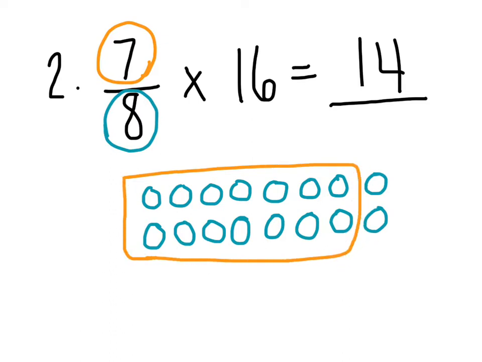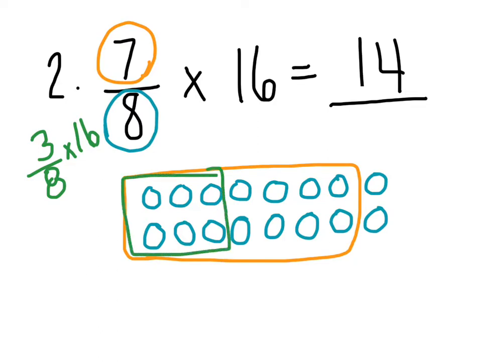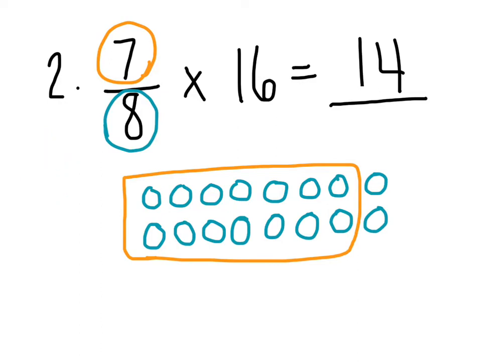If this was 3/8, what would the answer be? Let me just show you the difference. What if it was 3/8 of 16? Everything's the same, except now we're only circling 3 groups, and our answer would be 2, 4, 6, right? That would be 6 instead of 14. And that's if it was 3/8. We have 7/8, so our answer is 14.